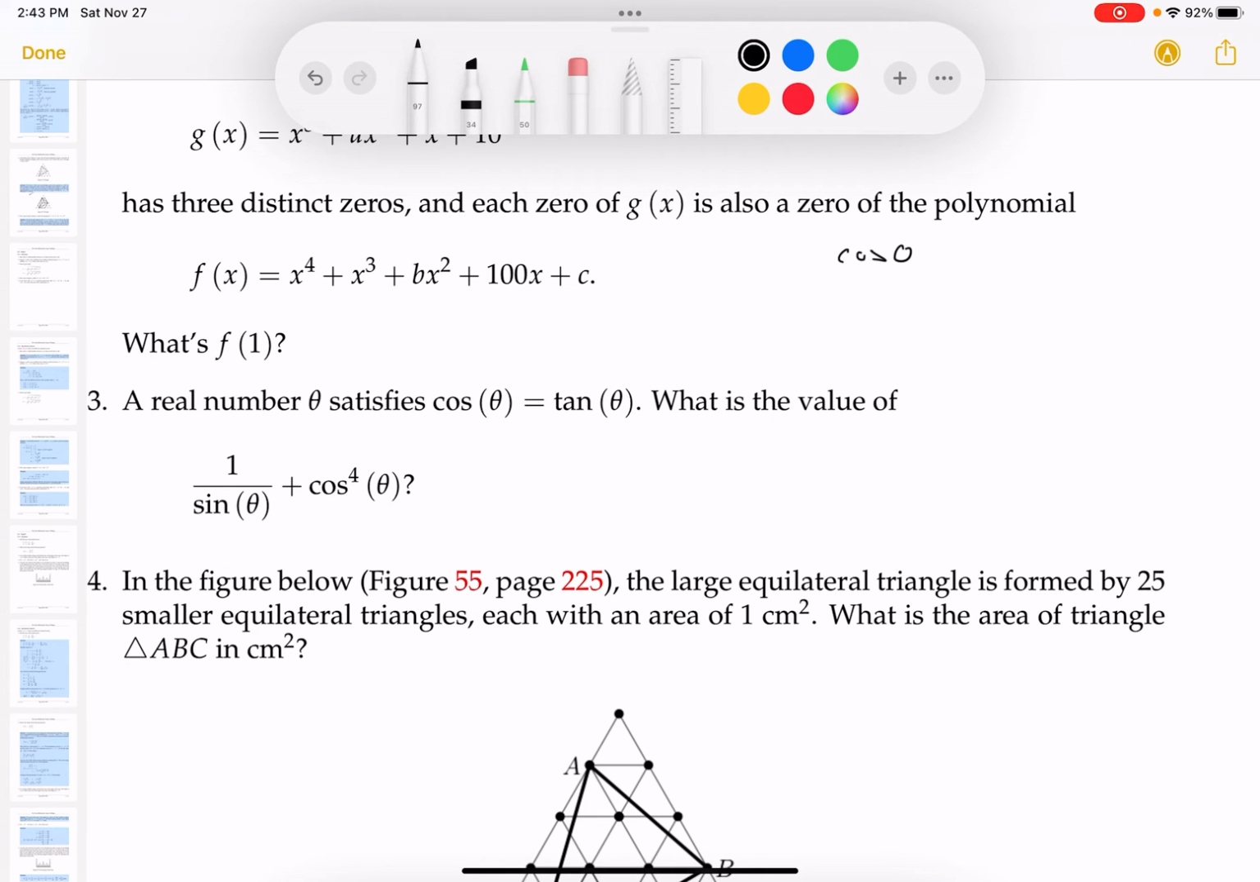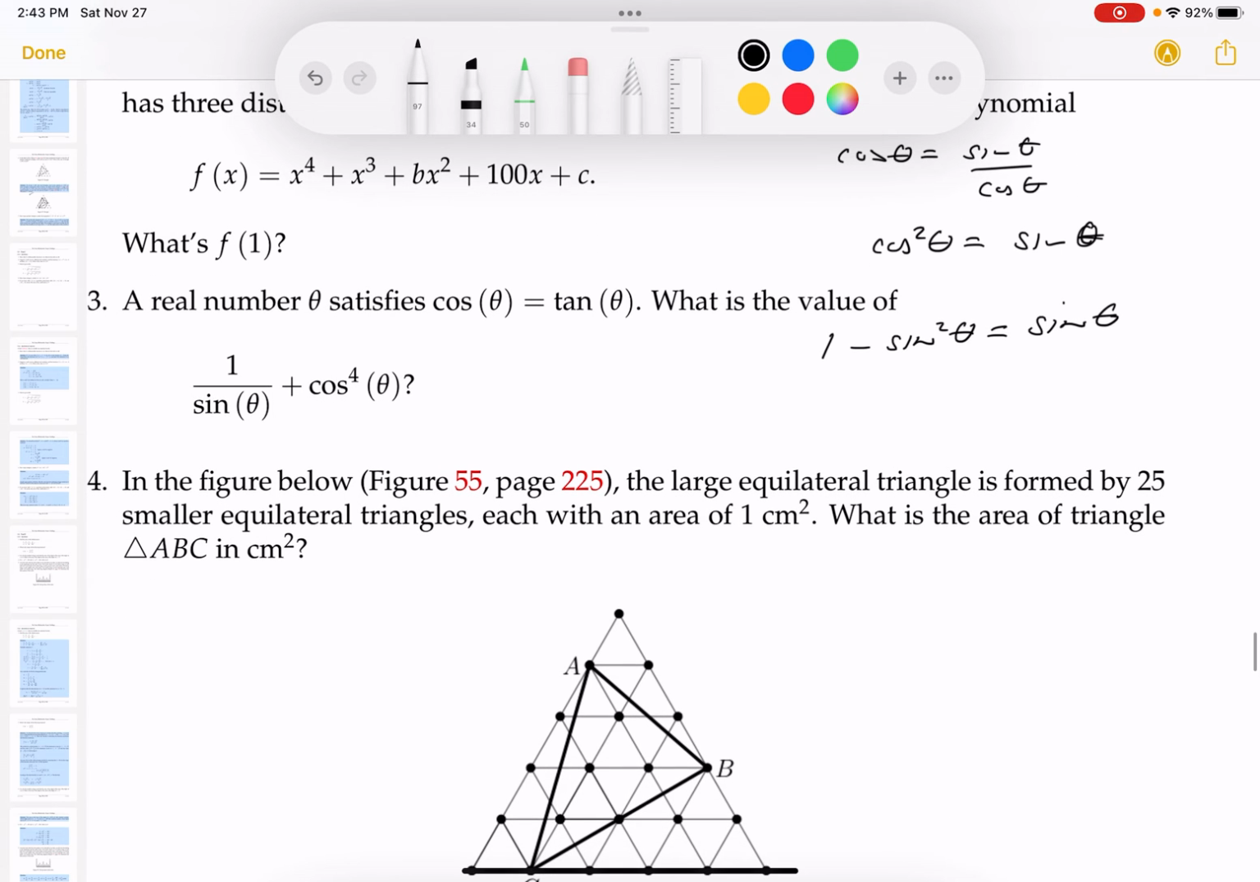Cosine of theta equals sine theta, cosine squared theta equals sine theta. Did this last time too, right? There's something a little different now. I'm going to put down 1 minus sine squared theta equals sine theta. And a real number theta satisfies this. What is the value of? Oh boy, let's take a look now.